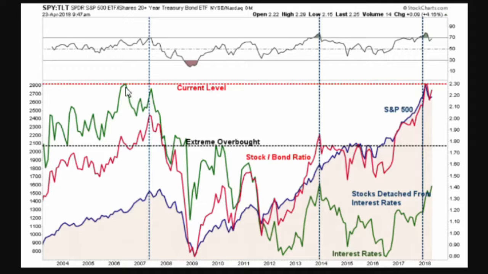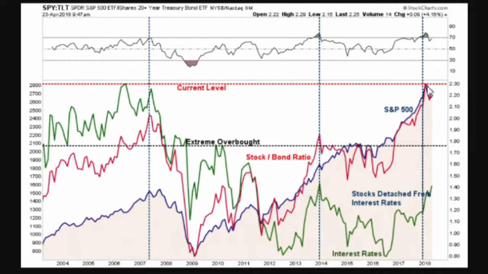And you go back to the previous time when we were here in, say, mid-2006, and then at this point here, which was in early 2007, coincided with the great financial crisis. And then this time frame here in 2015, we had a downturn in the S&P. And now we're back up to this current level here, well above the extreme overbought condition as shown by the chart.